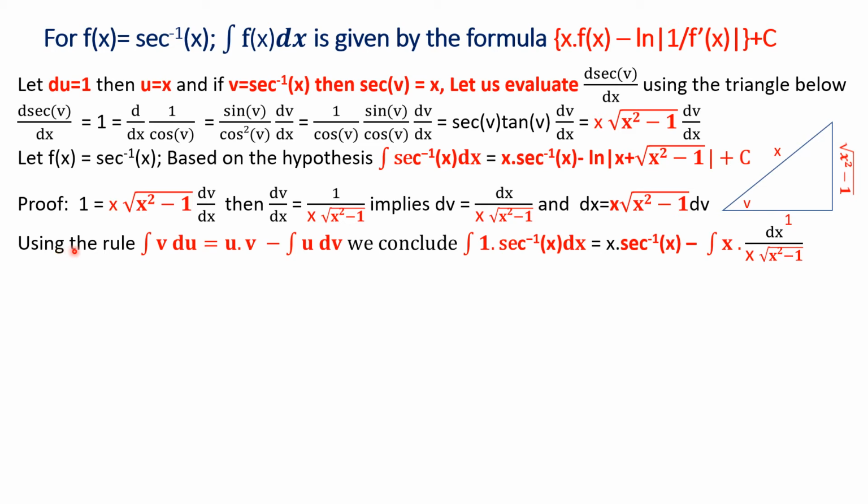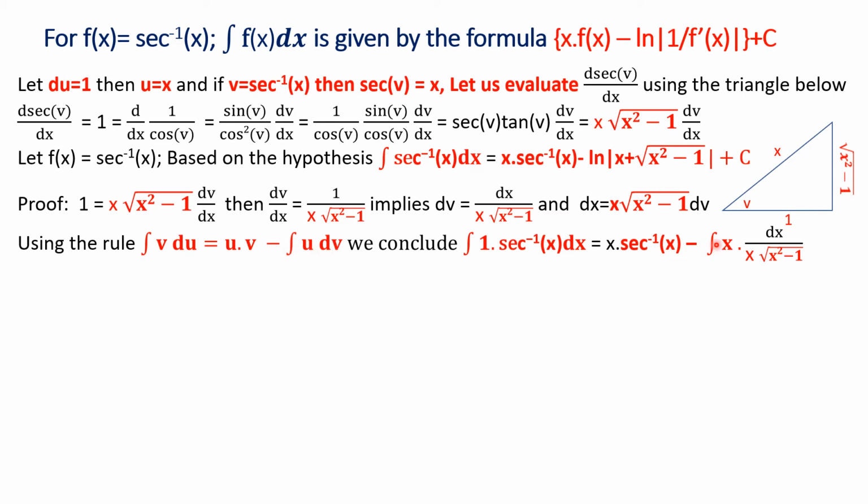Using the product rule of integration, which is right here, the formula, we conclude we have the values for each and every one of these. We'll just plug in the values. Integration of 1 multiplied by sec inverse of x dx, that's our function, equals u multiplied by v. Our u is x, our v is sec inverse of x, minus integration of u dv.